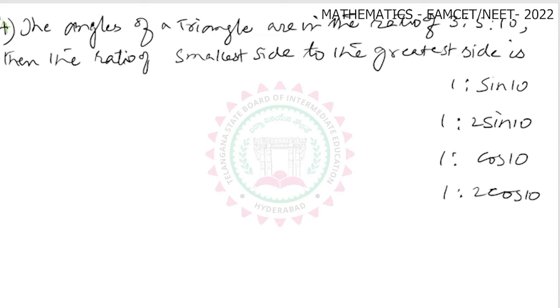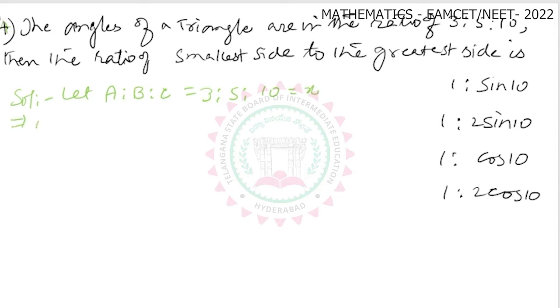The question says the angles of a triangle are in the ratio 3:5:10. Then you have to find the ratio of the smallest side to the greatest side. Now write down the solution. What is given? Angles are given. So let angles A is to B is to C equal 3:5:10, which is equal to some x.